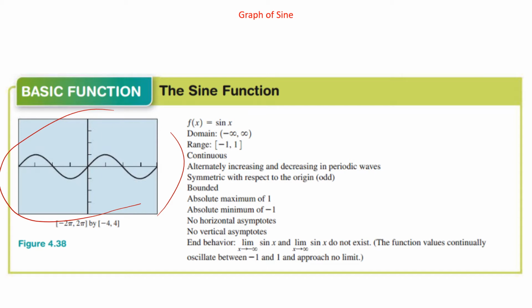The range goes from -1 to 1, because remember, as it's going around that unit circle, the biggest thing it's going to get to is 1 at the top of the circle, and then it goes back to 0, and then it goes down to -1 at the bottom of the circle, and back to 0, and then it just repeats it. So it's continuous. There are no gaps because the angles, it just keeps working. It's neither increasing nor decreasing. It alternates between that. It's a wave.